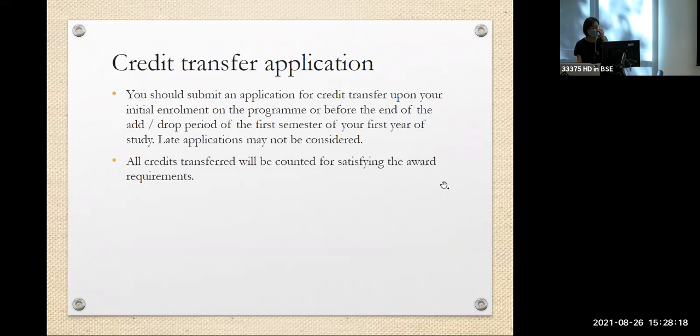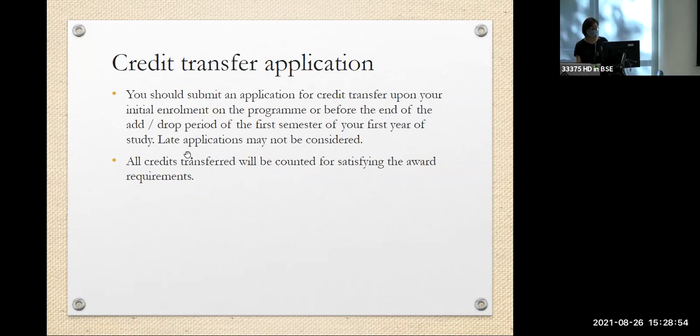And in case you need to apply for credit transfer, you should submit the application when you register for this program and before the end of the add-drop period. For PolyU, the add-drop period is week 1 and week 2. So you may add some language subject, you may add some other subject, or even drop some subject, okay? But only in week 1 and week 2. After that, you cannot drop the subject anymore, all right? So late applications may not be considered.